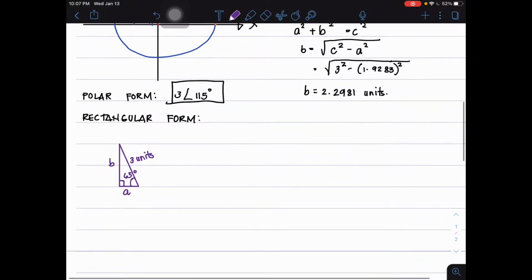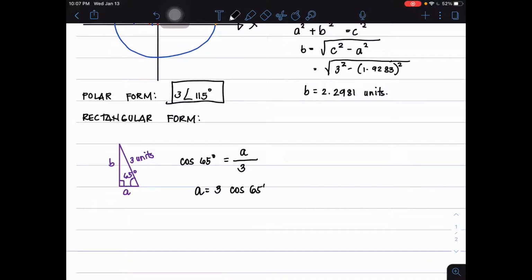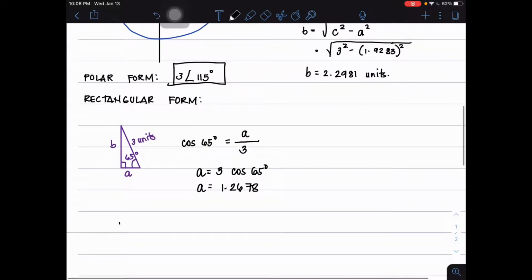Since side A is the adjacent side, we're going to be using cosine. Cosine 65 degrees is equivalent to the adjacent side, that's A, over the hypotenuse, which is 3. Therefore, A is equal to 3 cosine 65 degrees. Make sure that your calculator is in degree mode, not in radian mode. So A is equivalent to 1.2678.